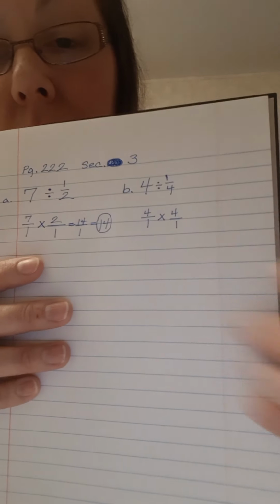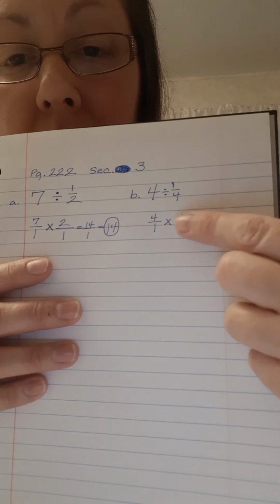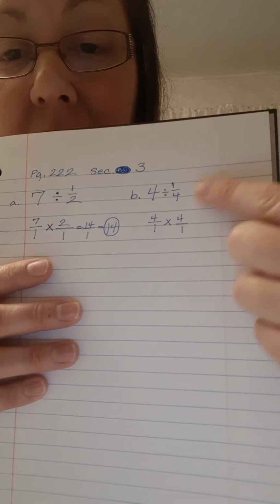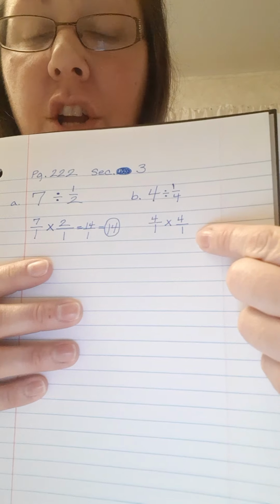4 divided by 1/4. Okay, same thing I'm going to do here. Put the 4 over a 1, change the division to multiplication, and flip that second fraction. So now it'll be 4 over 1. Let me show you what I did. Okay, again, put the whole number over a 1, change the division to multiplication, and flip that second fraction over. I inverted it. I flipped it over.